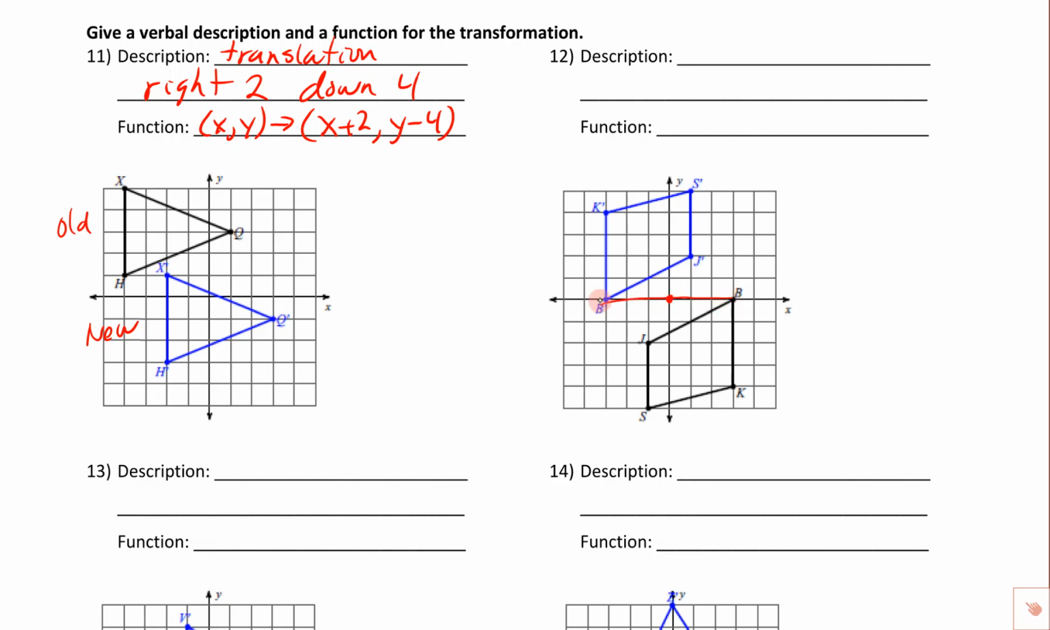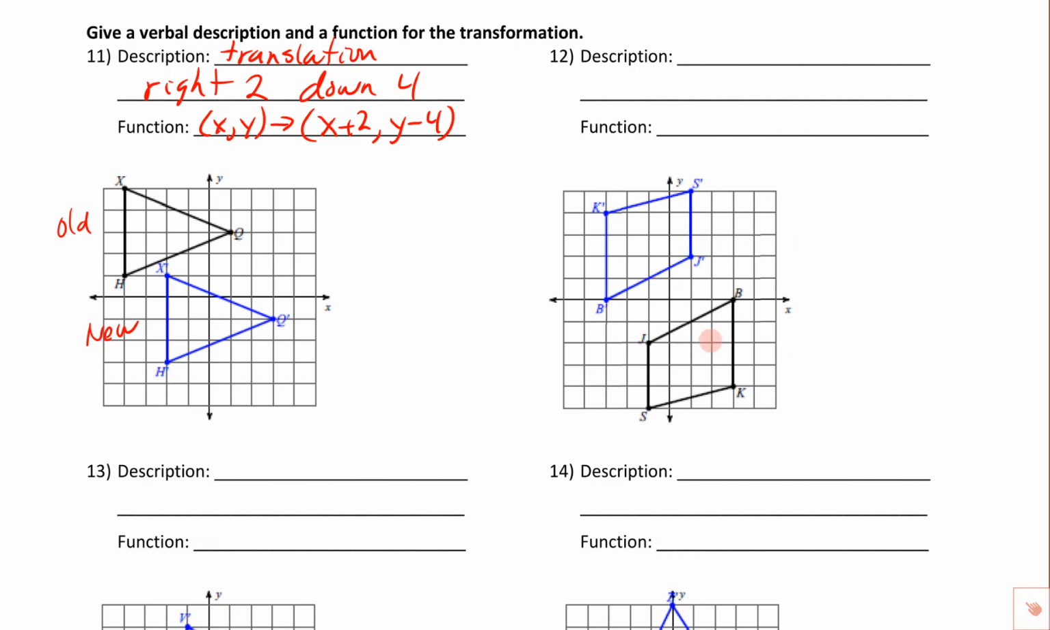Notice how I go straight through the origin, straight through the origin, straight through the origin, and straight through the origin to get to each one of those. This is a rotation of 180 degrees. Okay, 180 degree rotation.